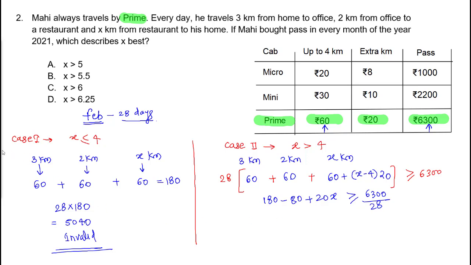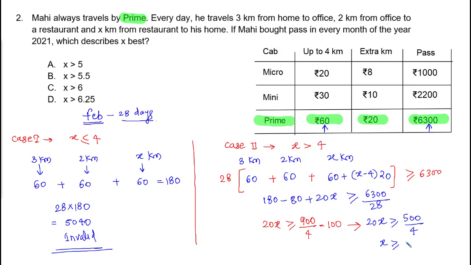Let's solve this further, everyone. So this will become 20x is greater than or equal to 6300 by 28 minus 100. If you simplify this, 7 9s are 63, 7 4s are 28, so this is 900 by 4 minus 100, everyone. So 20x is greater than or equal to 500 by 4. So x is greater than or equal to 500 by 4, which is 125. 125 by 20 is how much?